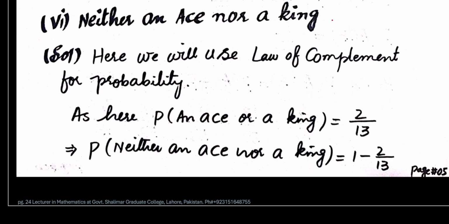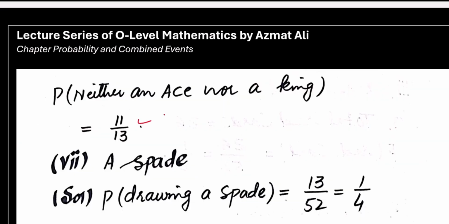Neither an ace nor a king. Here we will use the law of complement of a probability. Here we have the probability of an ace or a king, and we have to find neither an ace nor a king. This is simply the probability of a complement, which is 1 minus the probability of A. So the probability of an ace or a king is 2 over 13. So neither an ace nor a king is given by 1 minus 2 over 13. This is 11 over 13.